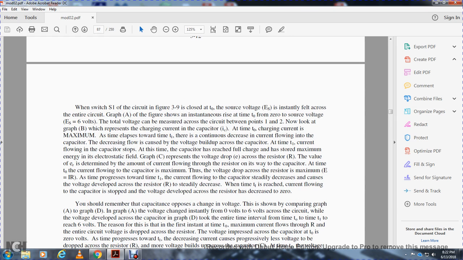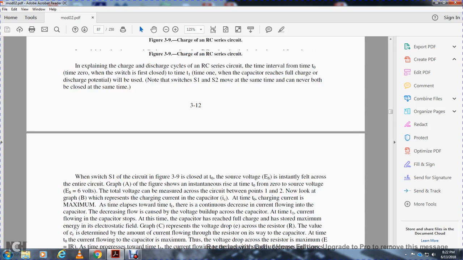All right, when switch one of the circuit in figure 3.9 is closed, let's go over the time. At time zero, the source voltage, the total voltage, is felt instantly across the entire series circuit. Graph A of the figure shows the instantaneous time interval zero to the source voltage. The circuit voltage is 6 volts, the total voltage that can be measured across the circuit between 1 and 2.